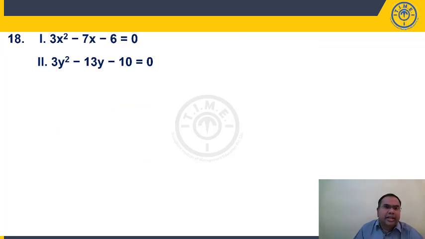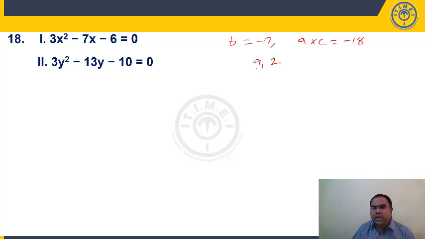18th question. 3x square minus 7x minus 6 is equal to 0. So what is my b value? Minus 7. How much is my a into c value? Minus 18. So a into c is negative. So write b as difference of two numbers. So b can be written as 9 and 2. 9 and 2 difference is 7. 9 into 2 is 18. But we should get minus 7.